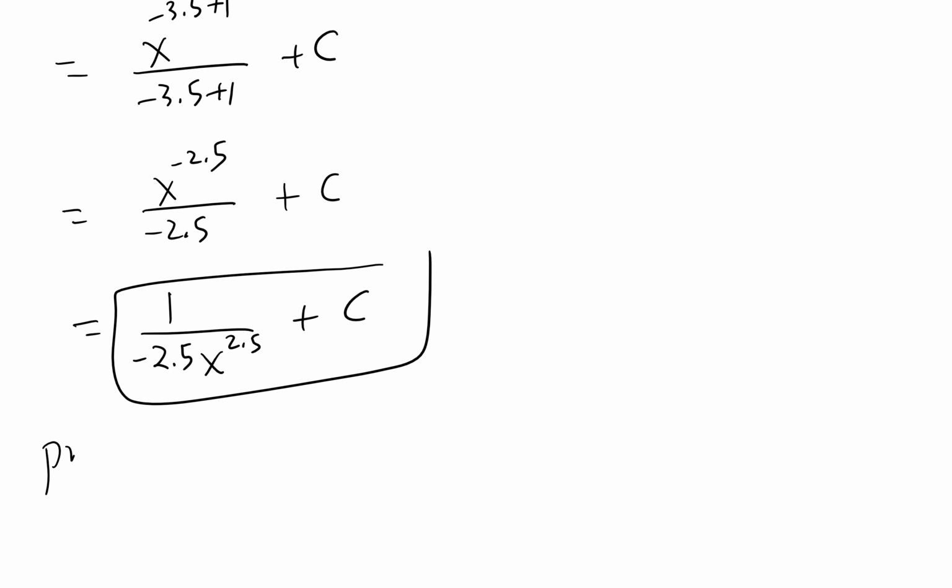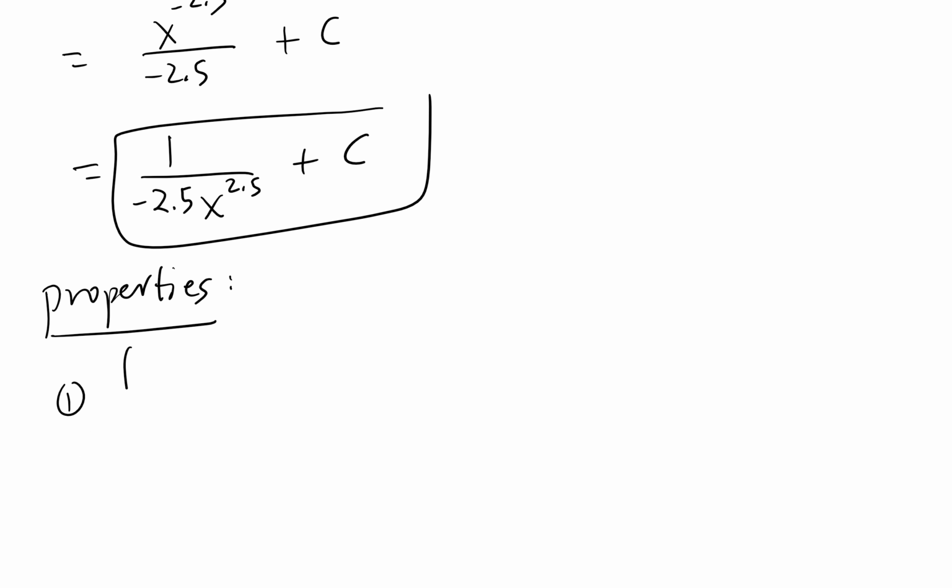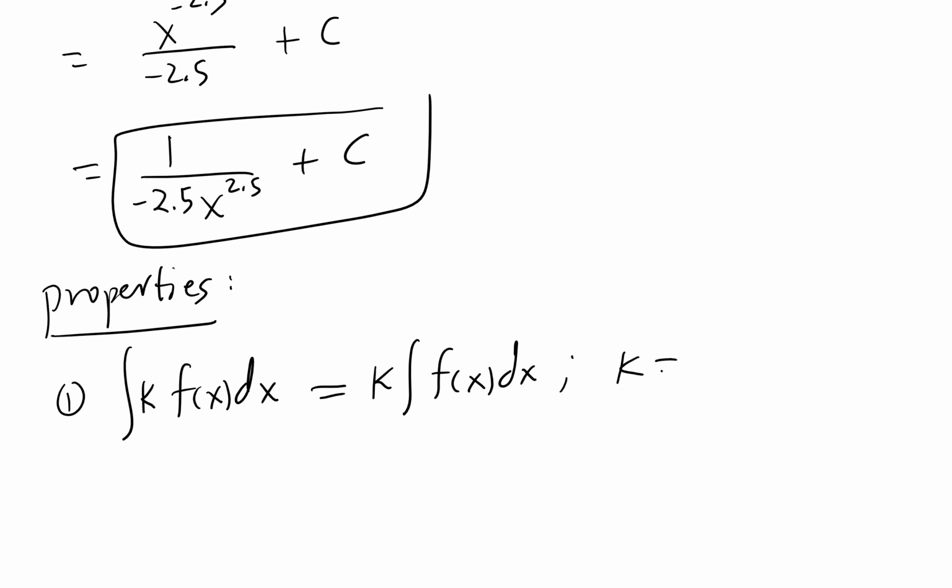We have some properties about the integrals to introduce. First property: if you are integrating a function like the ones we did earlier, x dx or x cubed dx, and they are multiplied by a constant k, you can take the constant out first before you integrate. Again, k is a constant.